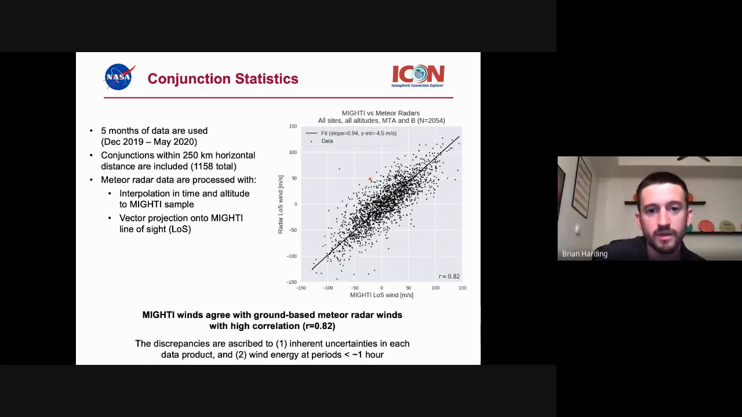There are times when the radar measures something quite different than MIGHTY, and we ascribe that to a difference that's much larger than the precision of either measurement. The precision of the radar wind is reported at 1 meter per second. And the MIGHTY measurement is often precise to within like 5 meters per second. So these are above and beyond just random noise. So we ascribe those to just inherent uncertainties in each data product.